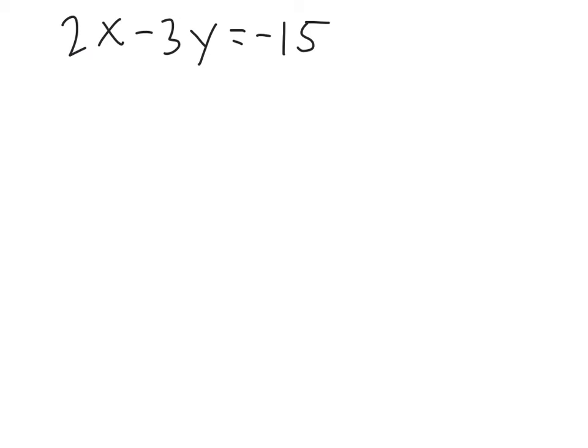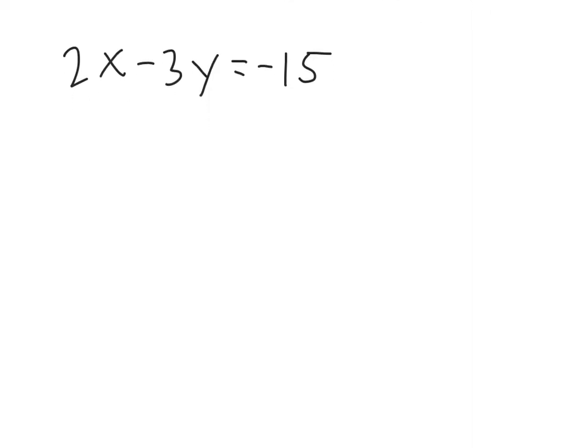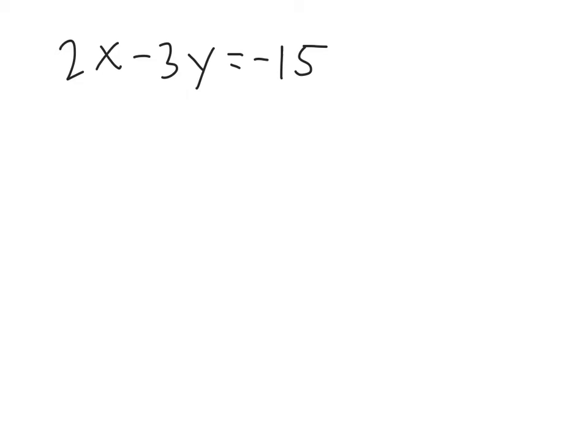So to put it in slope-intercept form, remember it needs to look like this. It needs to say y equals mx plus b. So to get it in the form y equals mx plus b, we need to solve for y. So we need to get y by itself. Now, this can be a bit confusing because we've got two variables here. But it's actually not all that bad. So let's try it out.